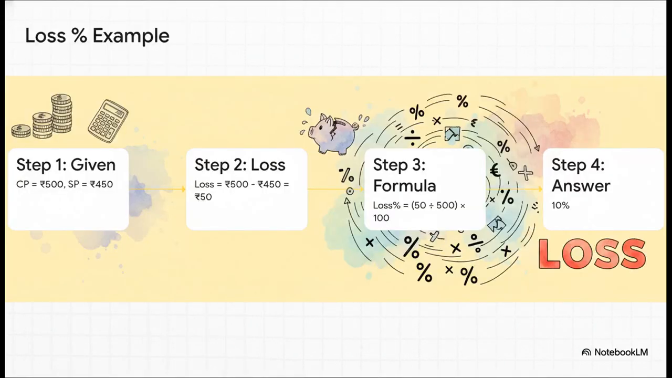Let's try another one. This time, our cost price is 500 rupees, but we only sold it for 450. Ouch. So first step, find the loss. 500 minus 450 is 50 rupees. Now the formula, 50 divided by the cost price of 500 and times 100, gives us a 10% loss. See, the process is exactly the same.